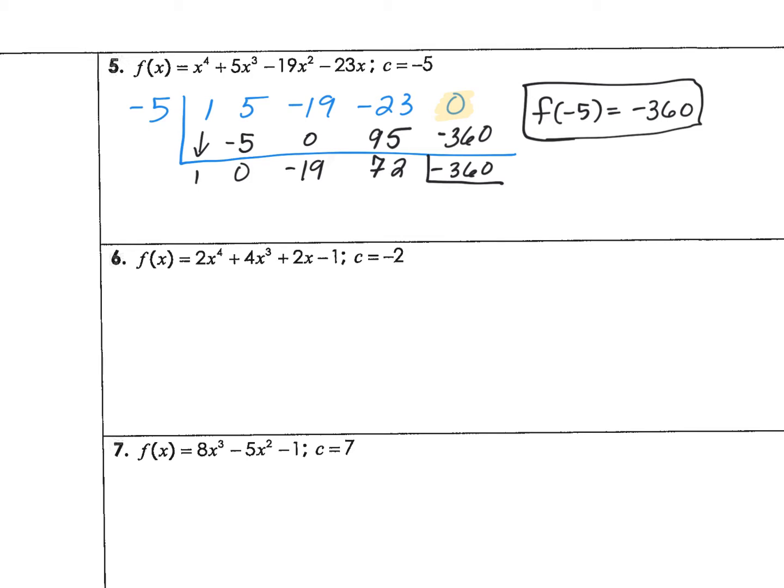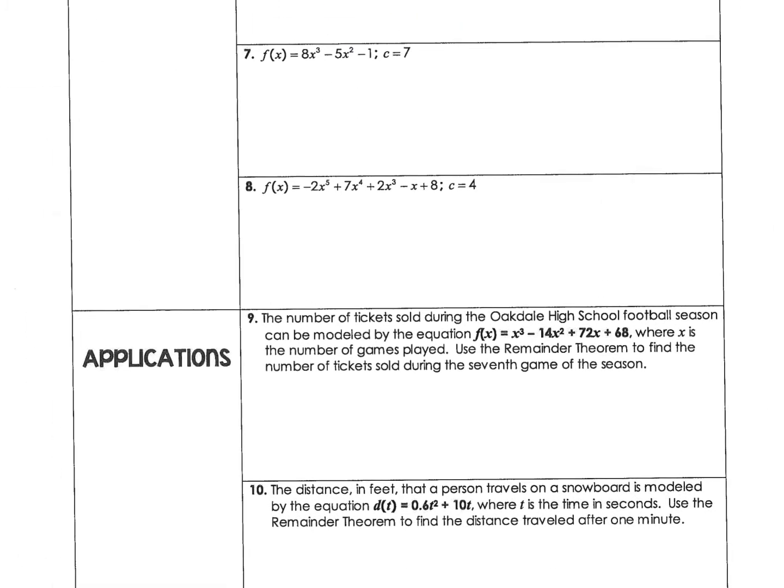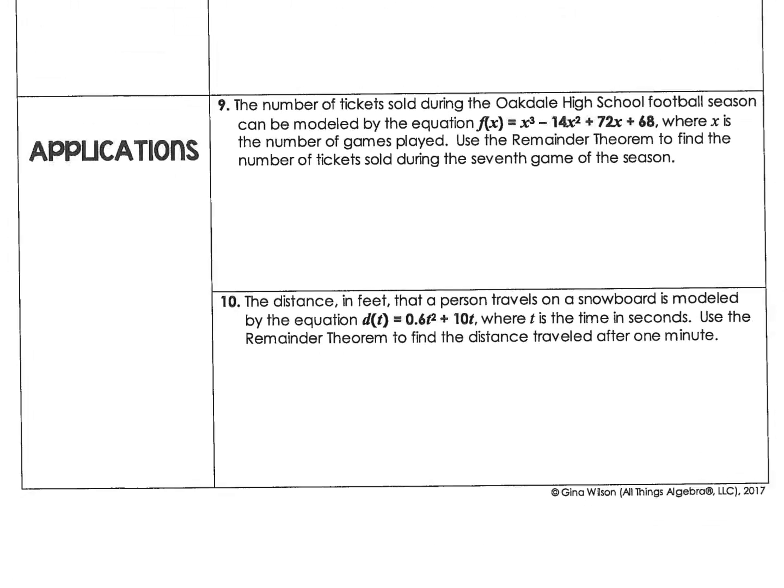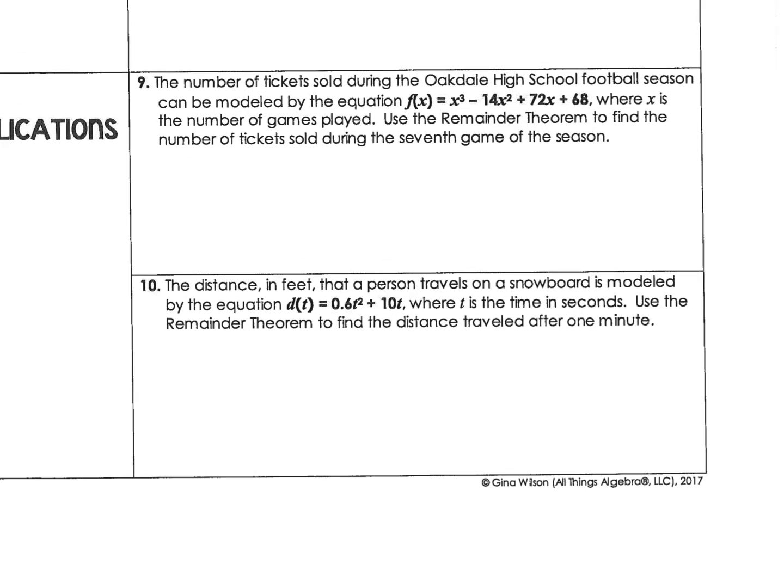All right, so are we good? Move on? All right, so let's apply this. How does applying it help us? The number of tickets sold at the Oakdale High School football season can be modeled by an equation. Yay us! Where x is the number of games played. It says, using the remainder theorem, find the number of tickets sold.